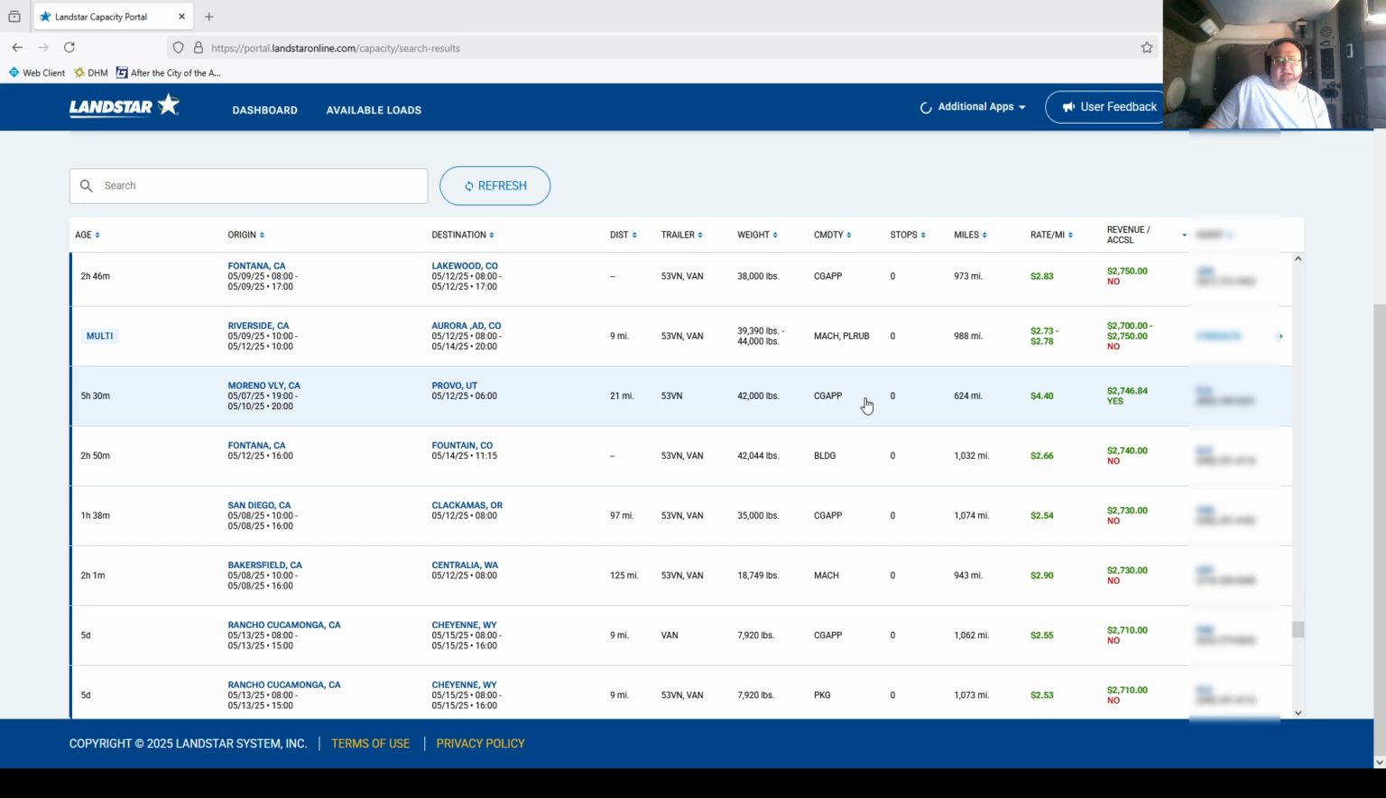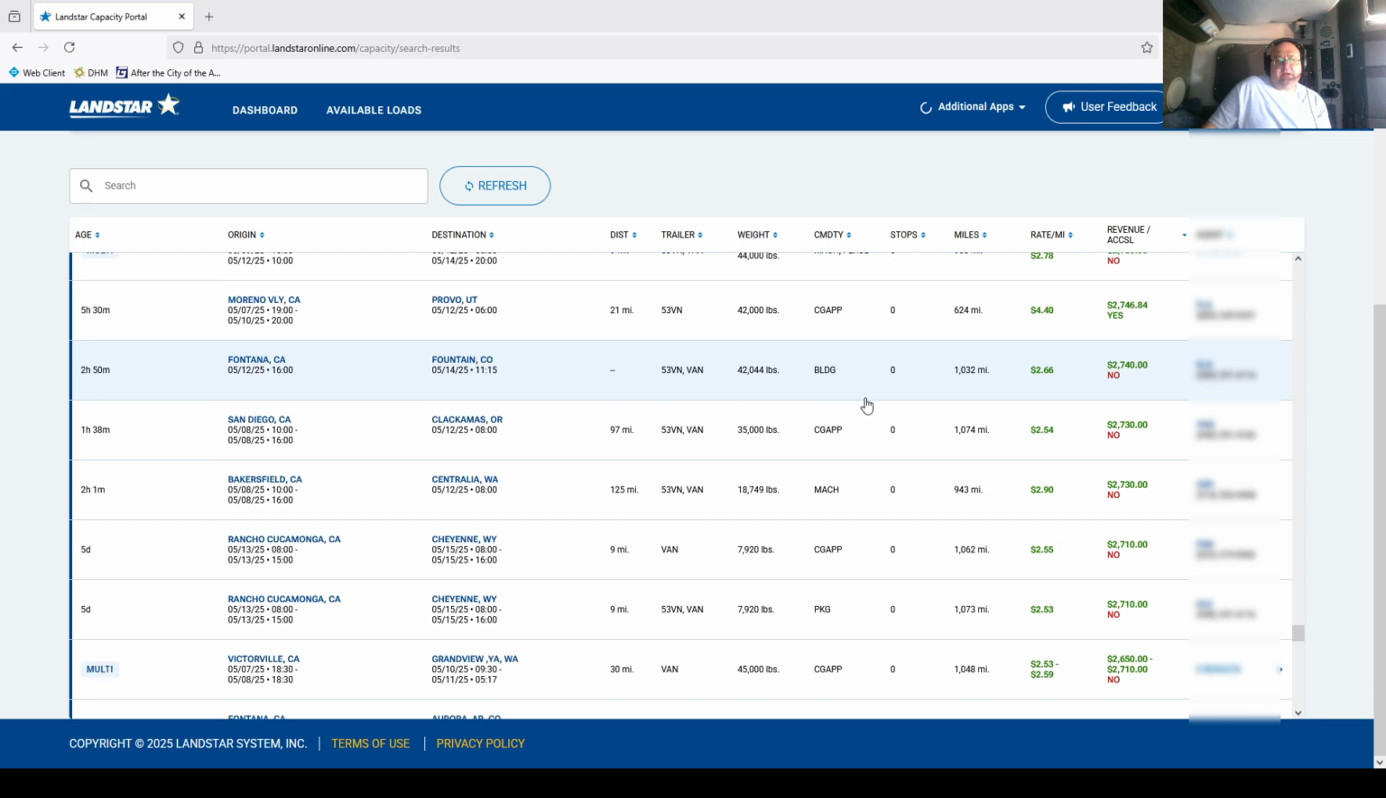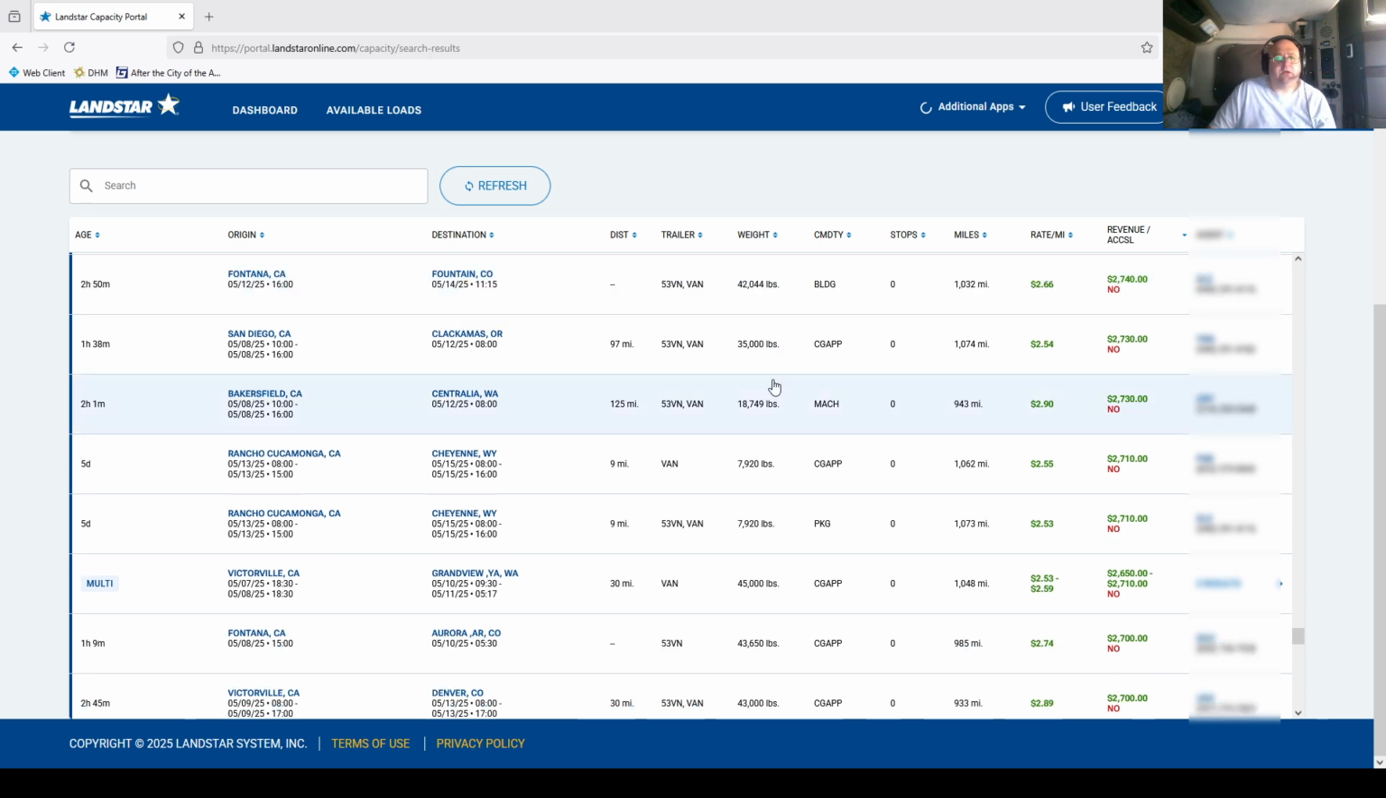I'm not sure where exactly Provo, Utah is at. If it's close to Salt Lake, then that's a pretty good load. Not great, because Salt Lake is not a good destination. But if it's near Salt Lake, it's a pretty good load. If it's out in the middle of nowhere, then not so good. I don't know where Provo's at.